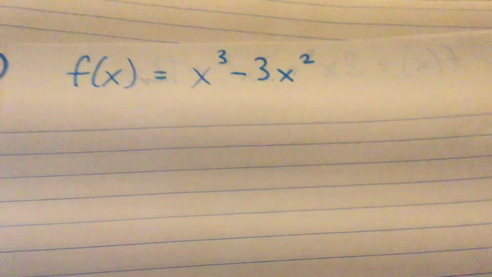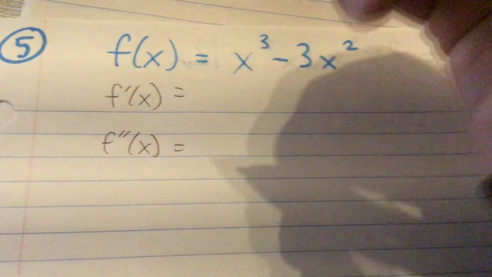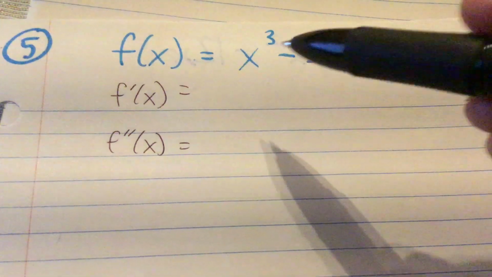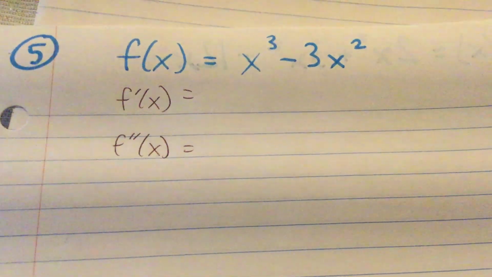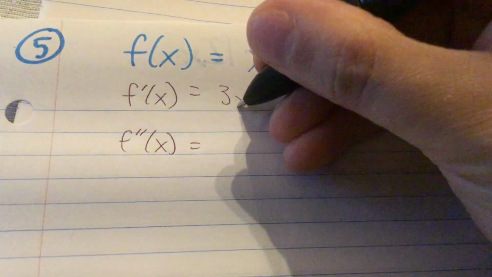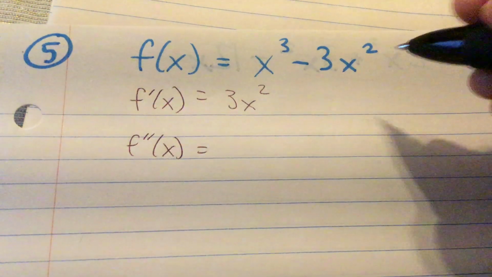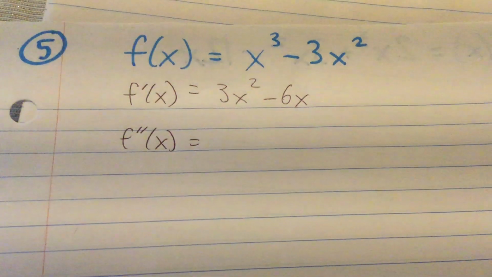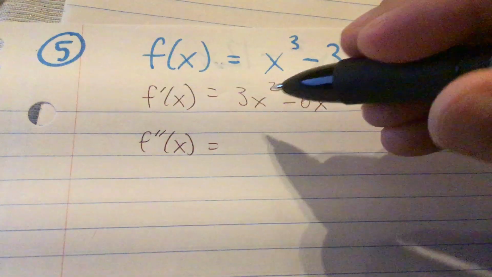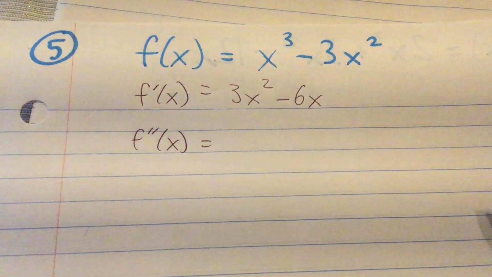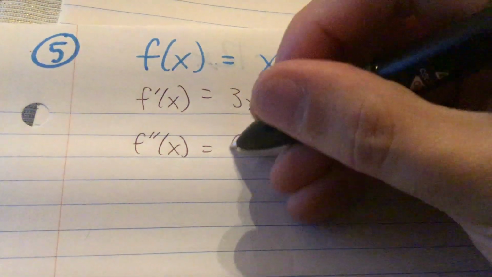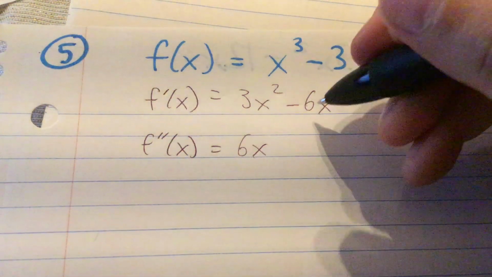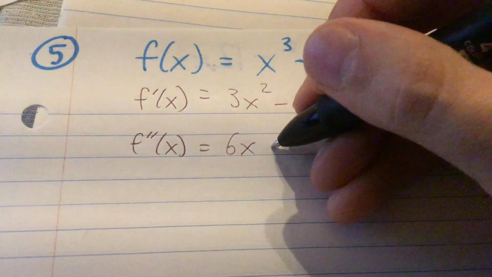First things first, what I'd like to do is set f prime of x and f double prime of x at the top. So I've got my position. What's the derivative of x cubed? That'd be 3x squared. And the derivative of negative 3x squared would be negative 6x. Then we take the derivative of the f prime of x function. F double prime of x is equal to 6x, and the derivative of negative 6x would be negative 6.